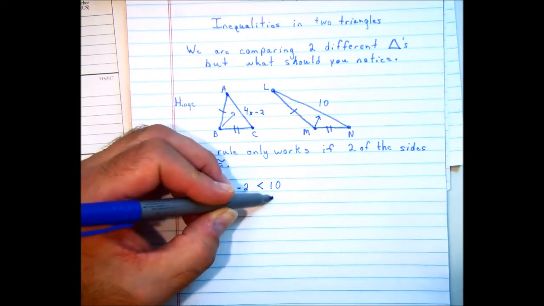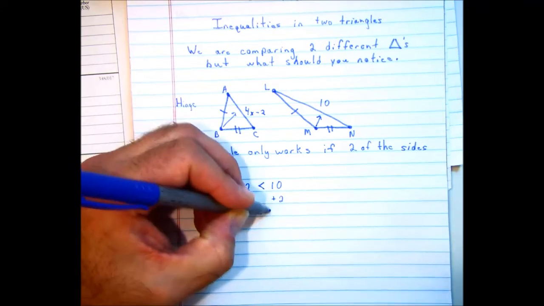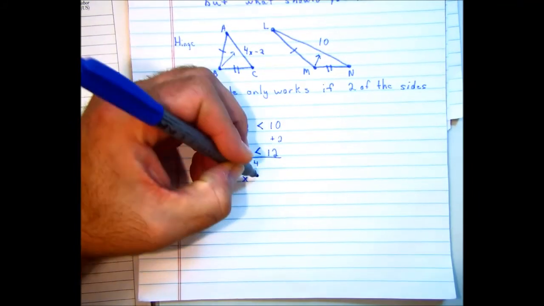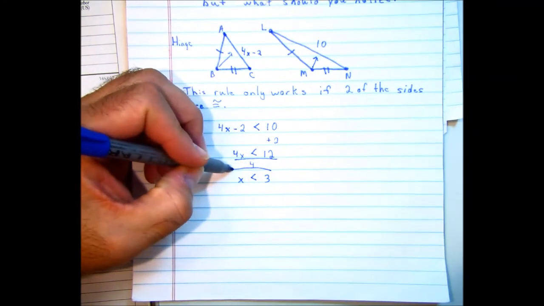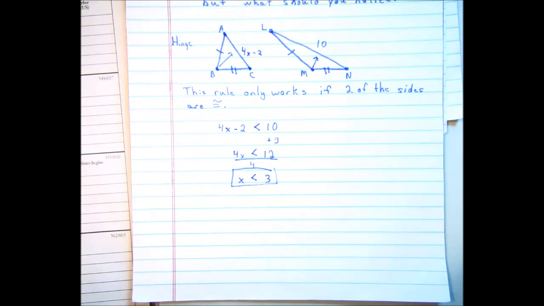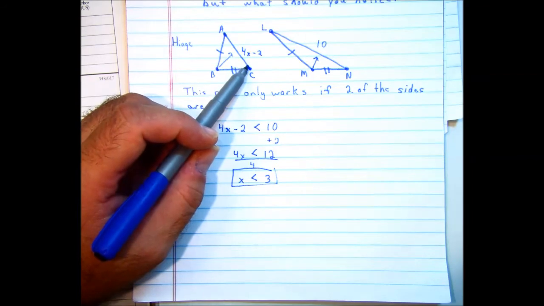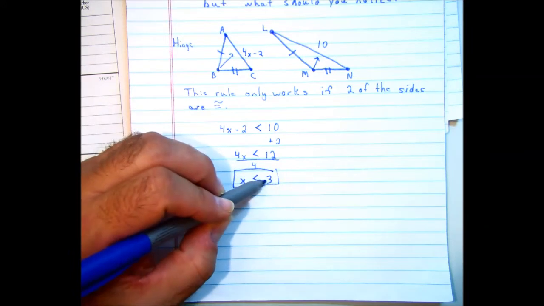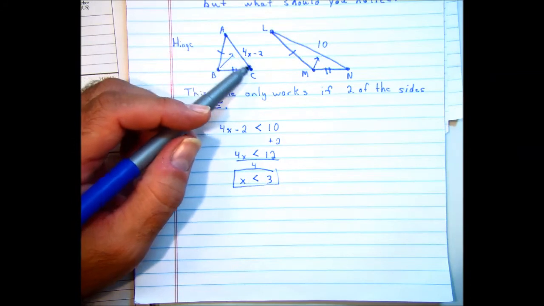So that tells me I'm going to add 2, and I'm left with 4x is less than 12. I divide by 4, and I'm left with x is less than 3. And this would be my answer for x. If they asked me for this answer, what could this side be? Hopefully you know I'd have to pick a number that's what? Correct, smaller than 3, but what has it got to be bigger than? Hopefully you know it's got to be bigger than 0, right?